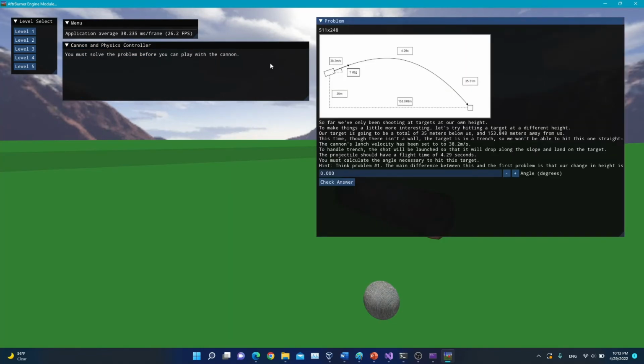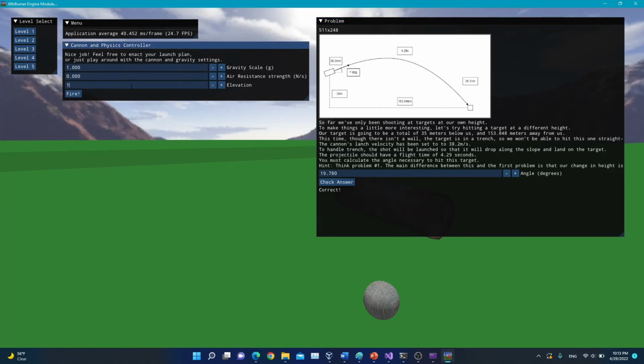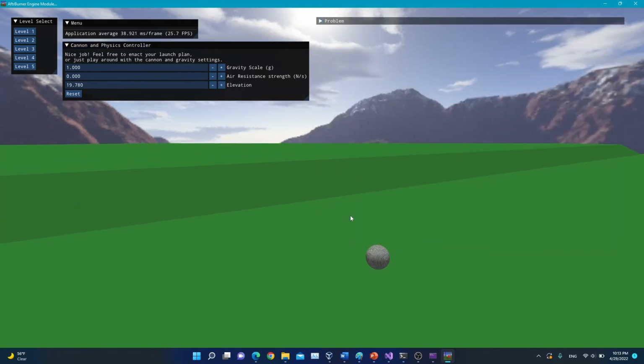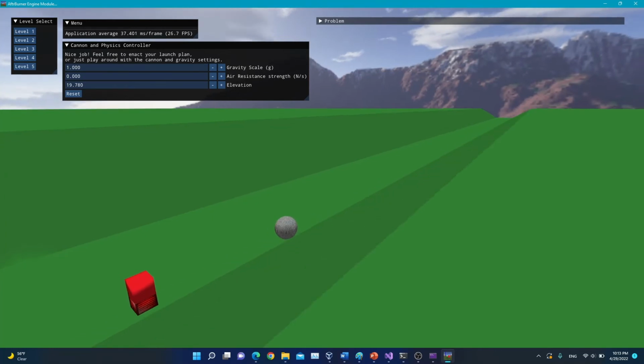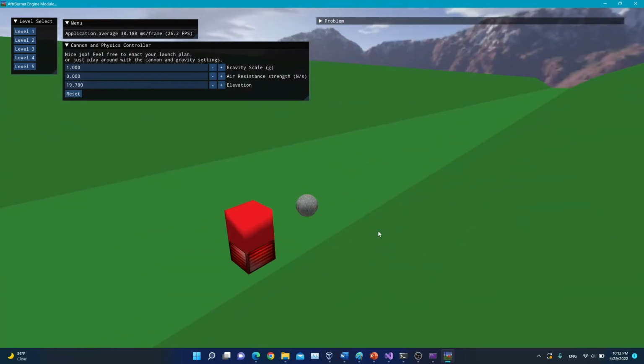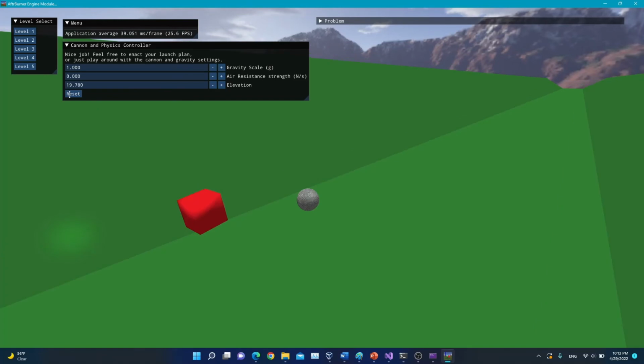For the fourth problem, we're firing into essentially a valley in the distance. So we have to sort of go in along the slope. To do this, the correct value for the elevation is 19.78 degrees. So let's do that. And we can see we score another direct hit.